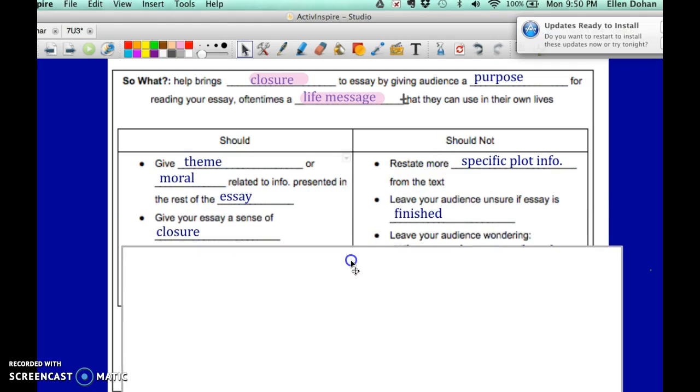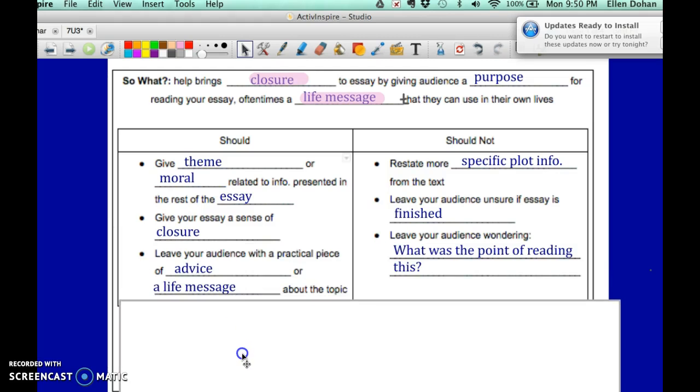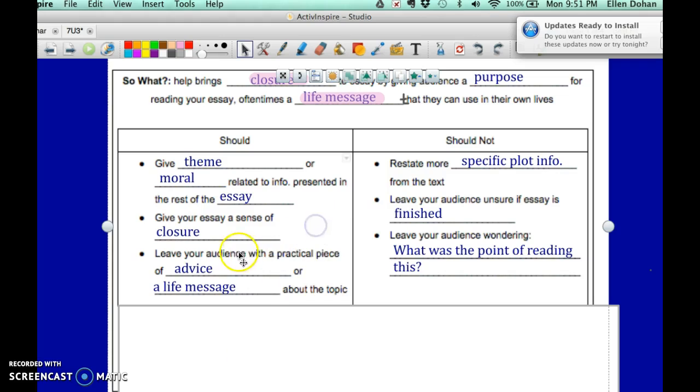Next, our so what should bring a sense of closure to our essay. After your reader's done reading, they should not wonder whether it is finished or whether there is something you were going to add. Instead, your so what should help your reader go, oh, that makes sense, okay, this is over. This has been clearly and fully developed. One way we can do that is by leaving the audience with a practical piece of advice, or basically the life message.